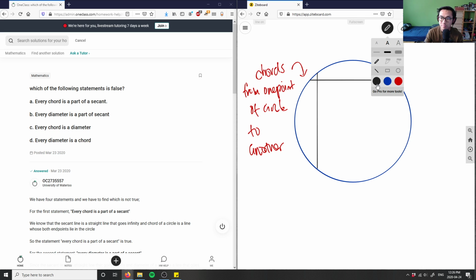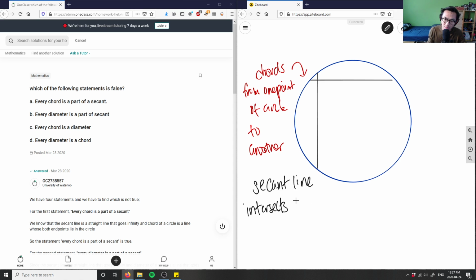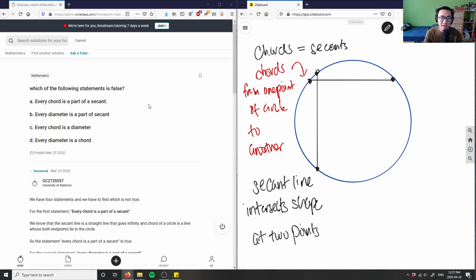So what is a secant? A secant basically just states that it's a line that intersects the function or whatever shape you have at 2 points. So a secant or secant line intersects a shape at 2 points. In this case, if we have this chord here, we're going to see that this is a point here and this is a point here. It intersects it at two points, which means I can say that chords are also secants, because they both intersect here. So A here is a true statement. B, every diameter is part of a secant. So what does it mean when we talk about diameter? So let me do this in blue.